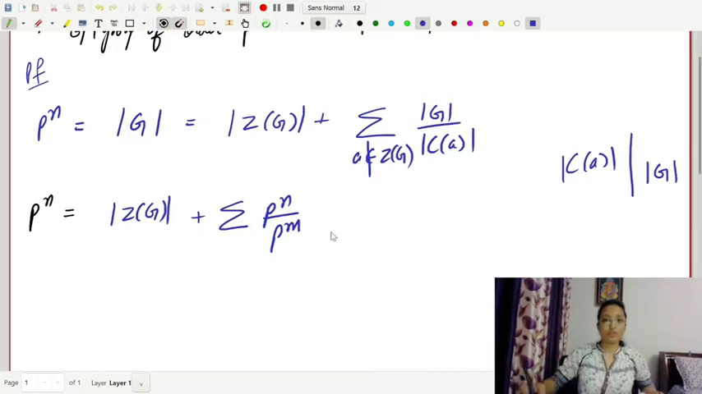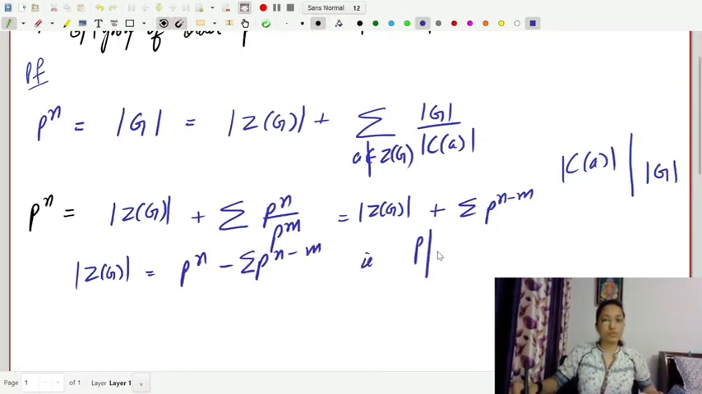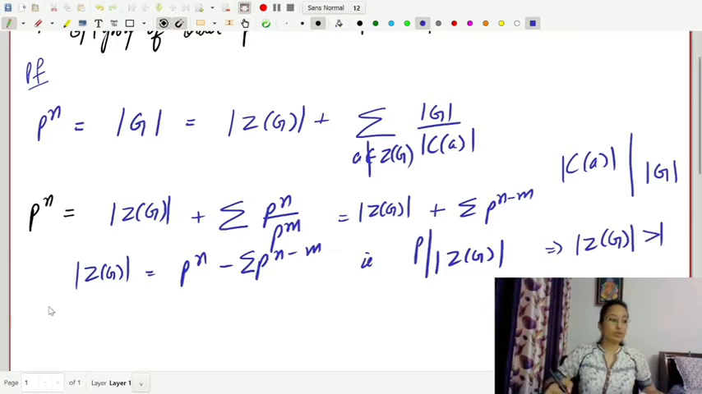Therefore, it is in some power of P, which in turn implies the order of the center of G is a summation of P raised to the power n minus m. That is, the order of the center of G is equal to P raised to the power n minus a summation of P raised to the power n minus m. That is, P divides the order of the center of G, and therefore the order of the center of G is greater than 1.